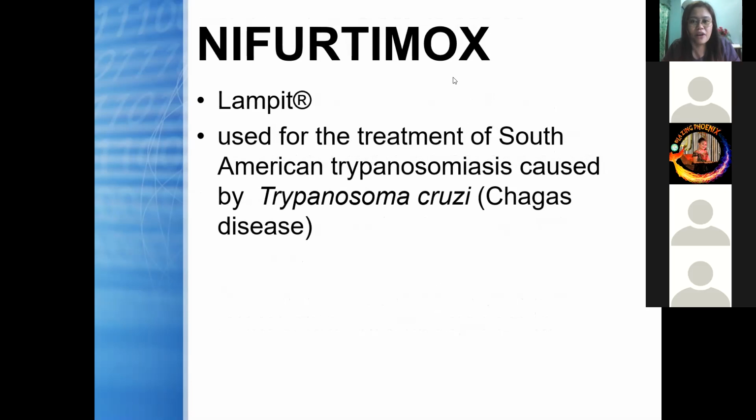And then for South American trypanosomiasis, nifurtimox is our drug of choice. As I said earlier, brucei is African, cruzi, like Tom Cruise, is American. So that is the American sickness, Trypanosoma cruzi. Other name for South American trypanosomiasis is Chagas disease. Okay? Our drug of choice is nifurtimox.